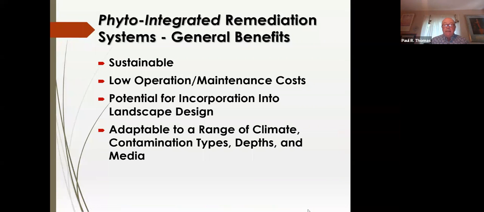So we're looking at mainly the benefits of our system of phytoremediation that we call Phyto-Integrated Remediation, mainly because it's used in conjunction with other types of remediation. The positive aspects are that it is sustainable. We don't have any operation and maintenance costs resulting from power consumption or having to haul things to or from the site. It has the potential to be incorporated into landscape design in things like brownfield redevelopment sites and other types of potentially impacted sites.